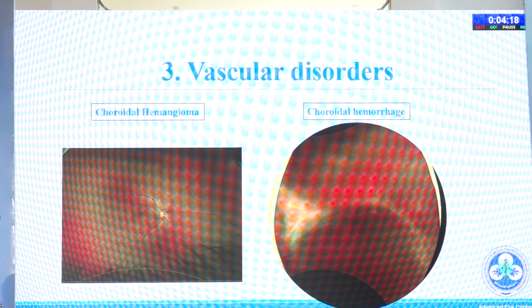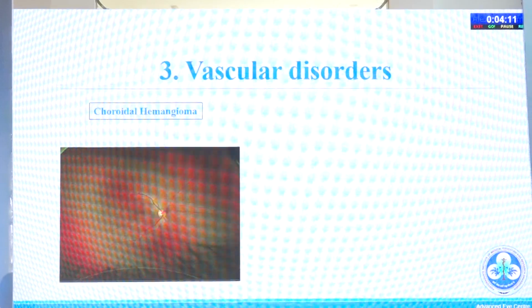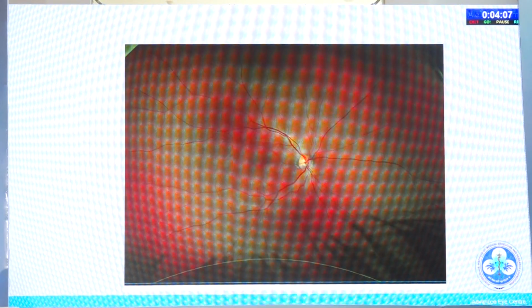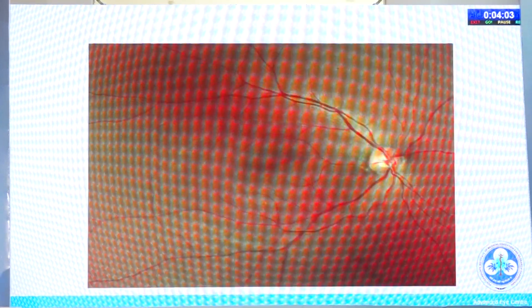So coming to the third possibility of vascular disorders, it could be a choroidal hemangioma. In this case, it's not very obvious, but the patient presented with decreased vision. And if you carefully see, there is a diffuse lesion in the posterior pole extending up to the arcades.